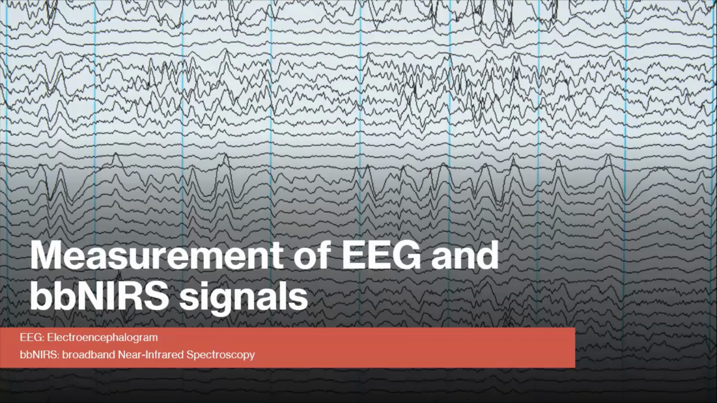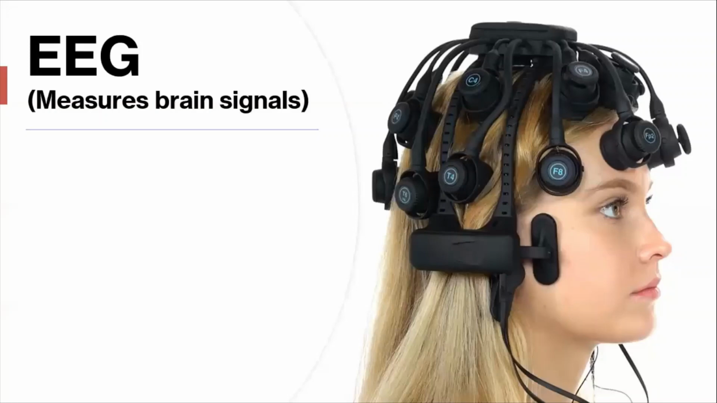This video will explain the principles behind our research experiment. The purpose of this experiment is to measure EEG and bbNIRS signals. The first measurement device that we use is called an EEG. EEG stands for electroencephalography, and it measures brain signals.